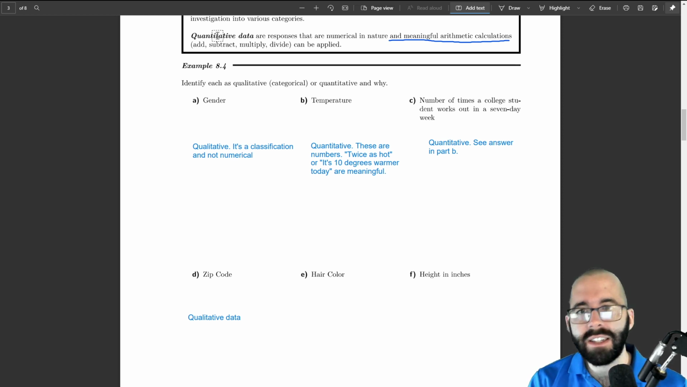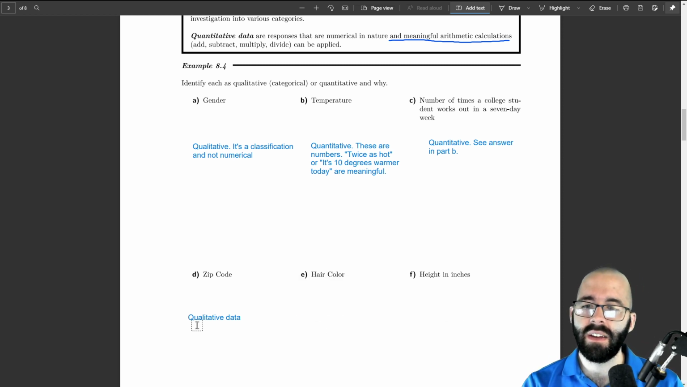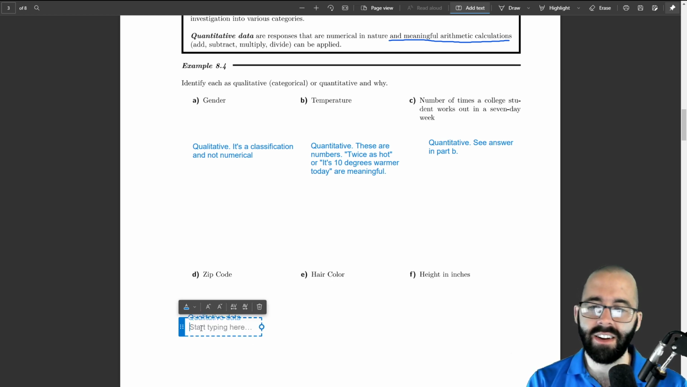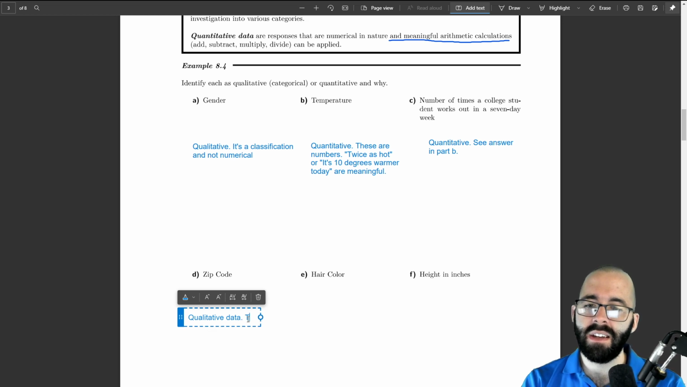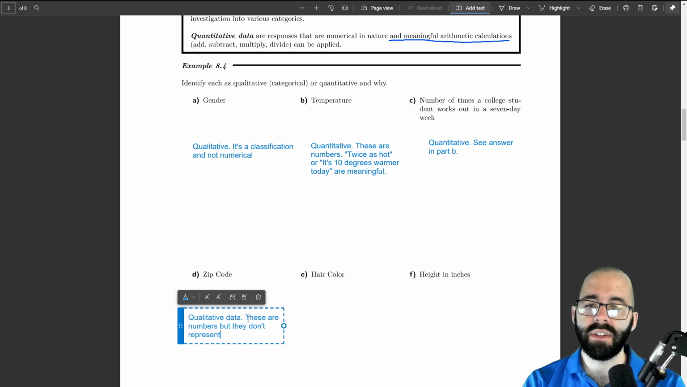Another way to think about it: quantitative data, are we talking about a quantity? Yes, a quantity of temperature makes sense. Yeah, the quantity, or how many times. The quantity of a zip code is very silly. Oh, so these are numbers. Here, let's not make multiple text boxes. These are numbers, but they don't represent a quantity. A location descriptor.